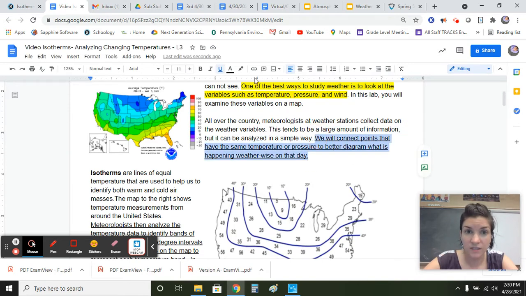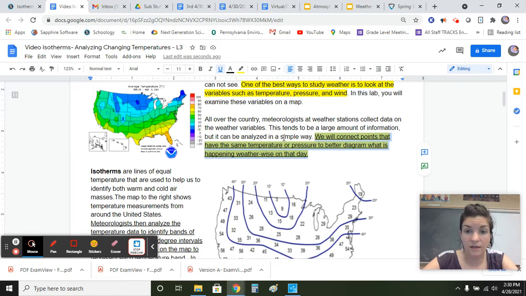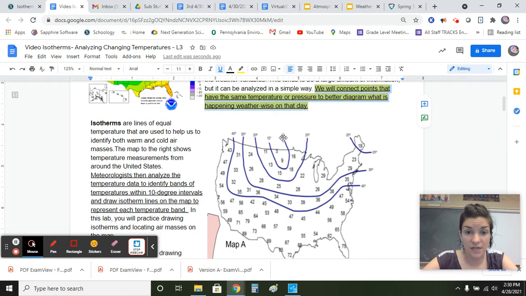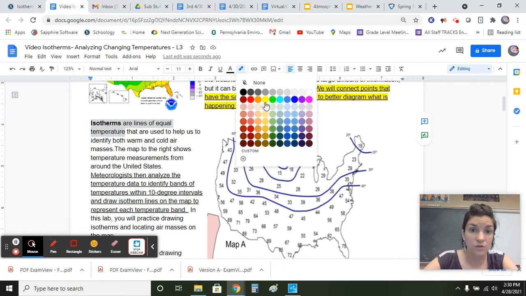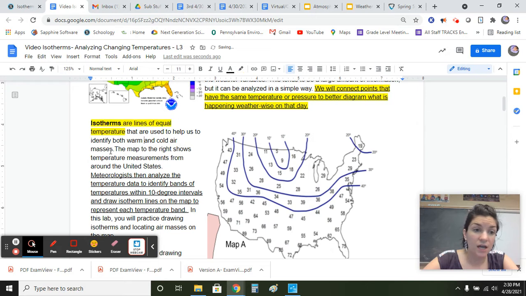You guys have all seen images like this, where we're like, oh yeah, obviously this is warmer, this is cooler. The way that they do that is by connecting data given from weather stations that are all over the United States. Isotherms are lines of equal temperature. Let's highlight that. That's a huge vocab word. They are used to help us to identify both warm and cold air masses.